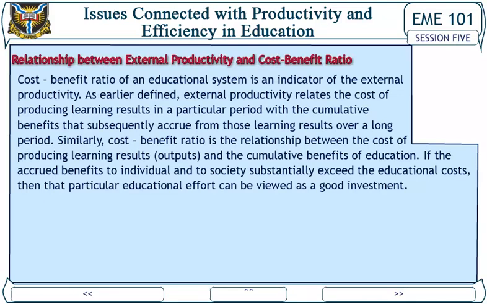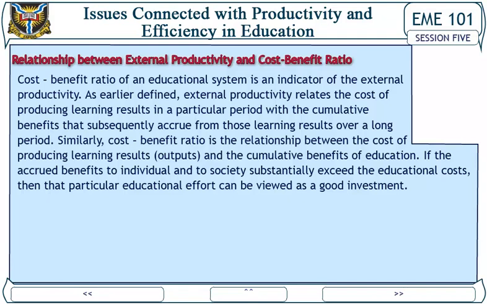Relationship between external productivity and cost-benefit ratio. Cost-benefit ratio of an educational system is an indicator of the external productivity. As earlier defined, external productivity relates the cost of producing learning results in a particular period with the cumulative benefits that subsequently accrue from those learning results over a long period.